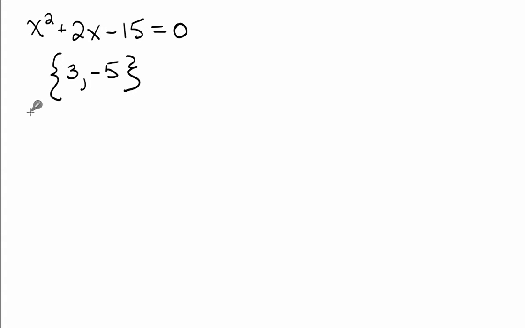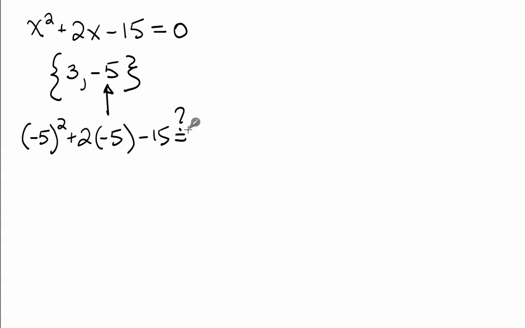And if you're asked to illustrate that, let's say, negative 5 is a solution to the equation, all you do is take negative 5 and make a substitution for x in each location, carry out the details, and make sure that it is in fact equal to 0. So here we go. 25 plus negative 10 minus 15, that is 0. So we can be sure that x equals negative 5 is a solution of x squared plus 2x minus 15.